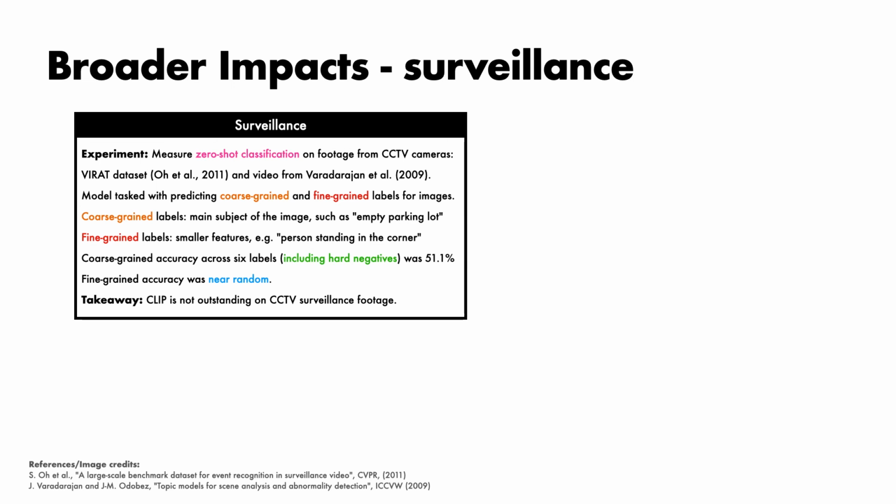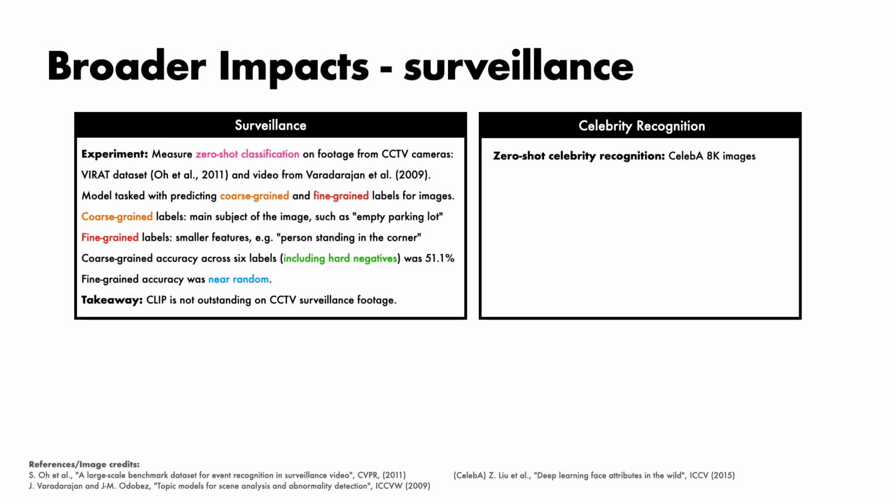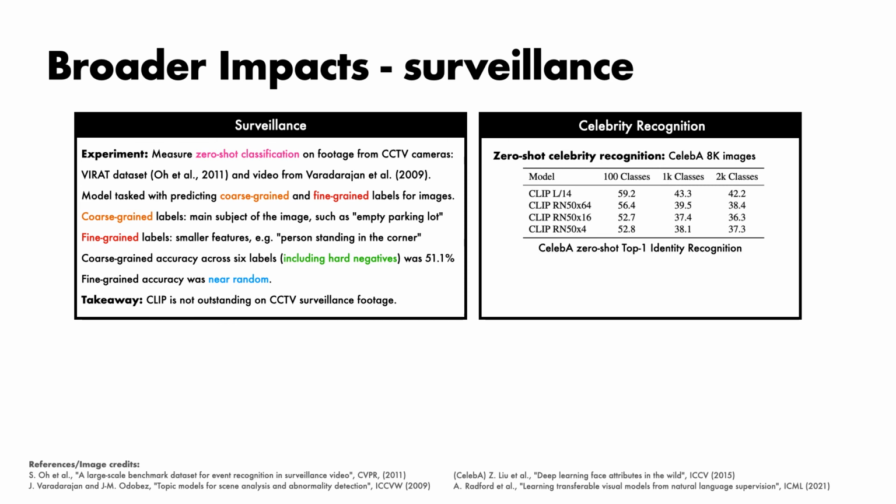A second experiment considered the problem of zero-shot celebrity recognition on 8,000 CelebA images. Results are shown across 4 CLIP models here, with the best model obtaining 59.2, 43.3, and 42.2 top 1 accuracy over 100, 1,000, and 2,000 classes respectively. While these results are far from state-of-the-art for modern face recognition systems, they are notable since the recognition was performed solely from the pre-training data, where CLIP must have learned these celebrity names. With this in mind, the results are quite striking.